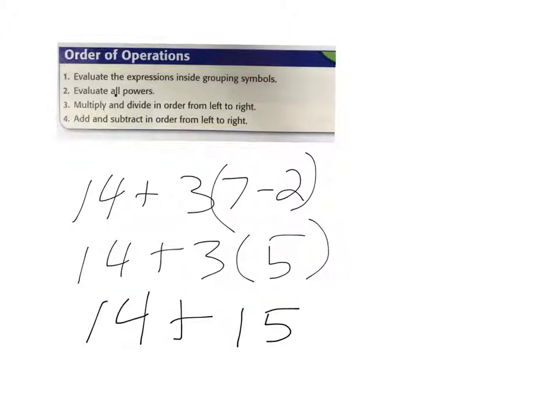Okay, and have we gotten rid of all of our expressions inside the grouping symbols? Yeah, we have. There's no grouping symbols here anymore. Are there any powers to evaluate? Nope, there's not. How about multiply and divide in order from left to right? Are there any multiplication in here? No. How about add and subtract in order from left to right? Well, yeah, we got an addition right here. So we go left to right. 14 plus 15 equals 29.